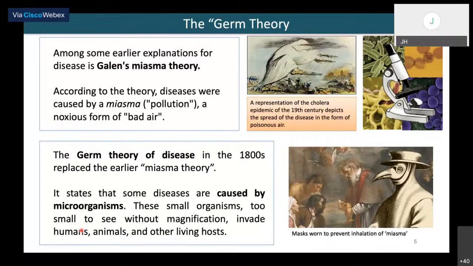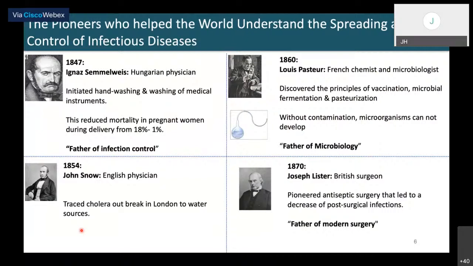Many people have contributed to this through various observations and discoveries. I have mentioned a few of them here. For example, in 1847, the Hungarian physician Semmelweis initiated hand washing and the washing of medical instruments, and he established that it could reduce the mortality rate in pregnant women during delivery from 18 to 1%. But unfortunately, nobody believed him. His colleagues, scientific medical practitioners, thought, what nonsense is this person talking? How can this prevent infection and death?